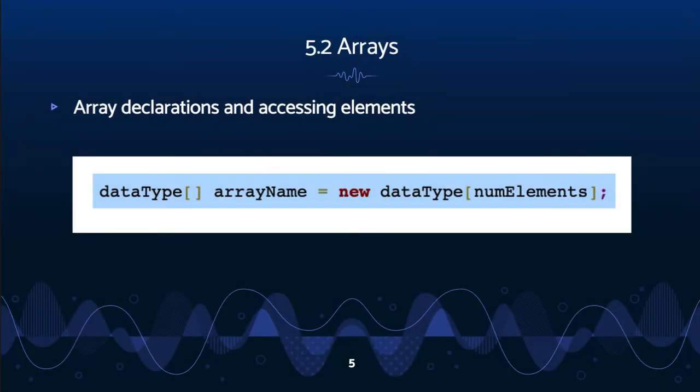Next, 5.2. This is how you declare an array: array declaration and accessing elements. So you have data type, bracket, array name, and a new data type, starting with a bracket and new element. Later we take a look at some examples.